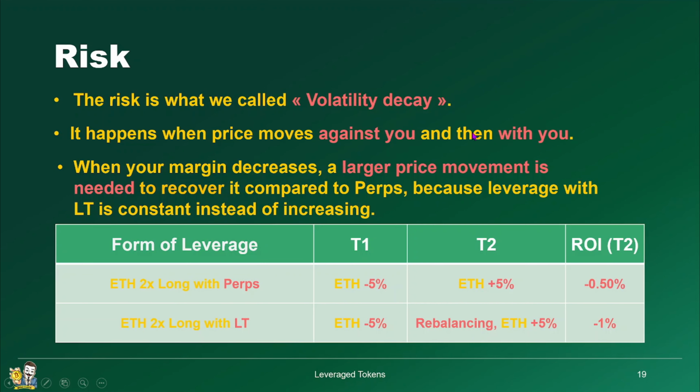So, this table summarizes volatility decay, and we can see that with a 2 leveraged perpetual, if Ethereum drops by -5% and then rises by +5%, the final performance will be negative 0.5%. However, if Ethereum goes down by 5% and there is a rebalancing, meaning that the leverage is kept constant instead of increasing, the performance on the +5% at T2 will be less, because the leverage has decreased compared to perps leverage. The ROI will be negative 1%. This is the biggest risk associated with leveraged tokens.